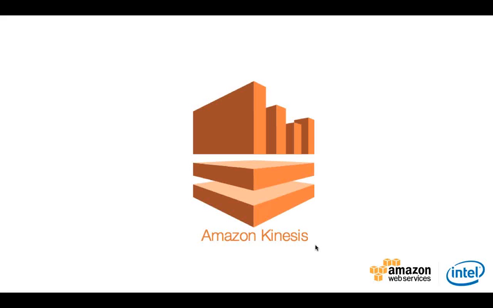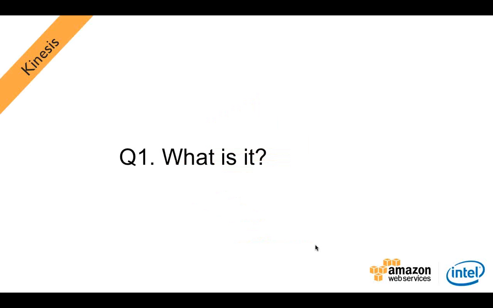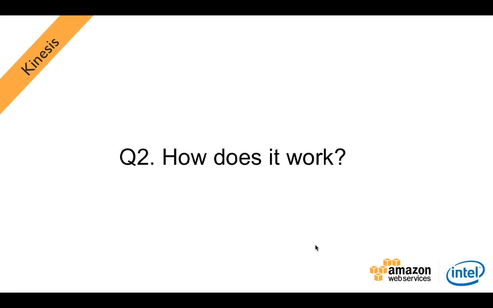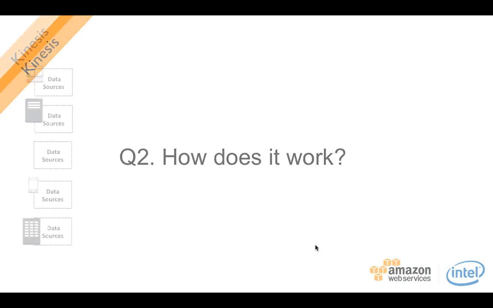So the service that we provided for our customers along these lines was Amazon Kinesis. If you look at what it is, it's basically a fully managed service for the real-time processing of high-volume streaming data. So let's have a closer look at what that really means in terms of how it works.